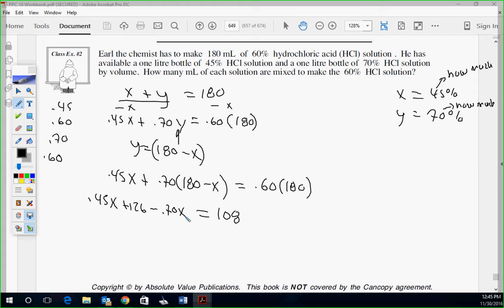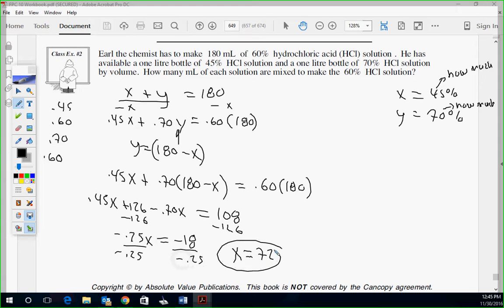Okay. Now we're solving for x, so we'll combine the x's and minus the 126 over. 0.45 minus 0.7 is negative 0.25, equals negative 18. And then we divide. We should get 72, I think. So x is 72 milliliters.